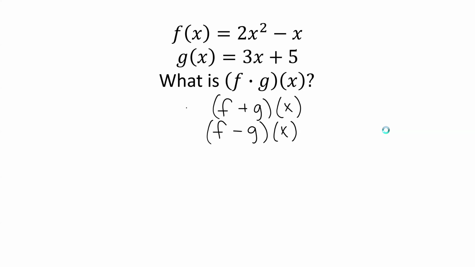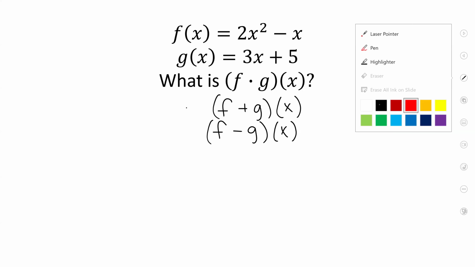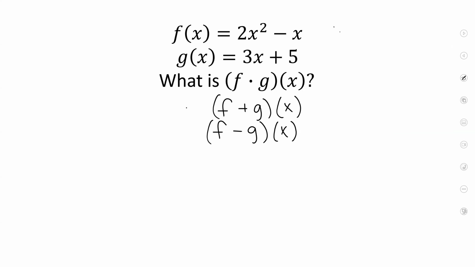Okay, so we're going to go over multiplication first. This is f times g. So I'll do 3x plus 5. Okay, so 2x squared times 3x is 6x cubed.